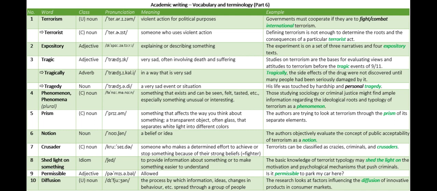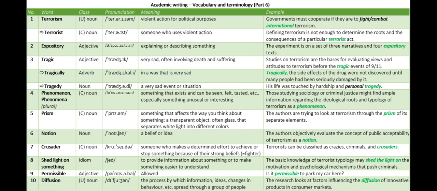8. Shed light on something. Idiom. Meaning, to provide information about something or to make something easier to understand. Example, the basic knowledge of terrorist typology may shed the light on the motivation and psychological mechanisms that push criminals.